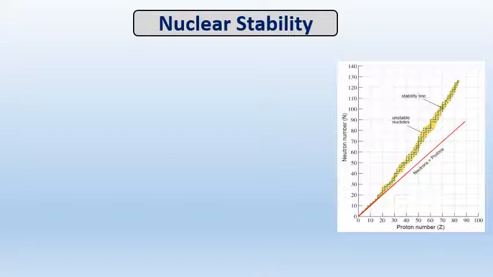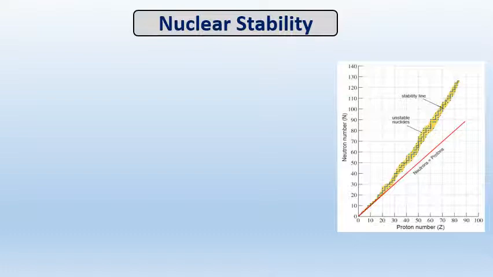The red line is called the line of stability, where neutrons equal the protons. And the yellow line is called the belt of stability. Any element that lies on the belt of stability is a stable element.